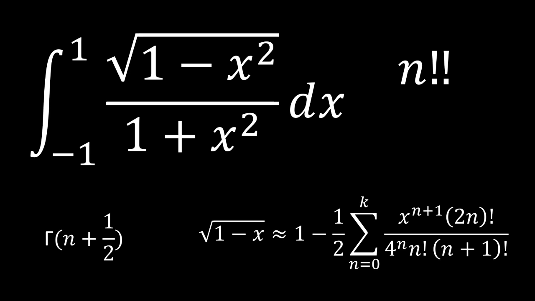Through a bunch of different methods, we're going to use the beta function, we're going to use infinite series, we're going to use Taylor series for square root of 1 minus x, and we're going to use the gamma function. So all of that's going to be really cool. So we're going to start out with the normal method, and then we're going to dive into the wacky, super long, incredibly fun methods. So without any further ado, let's jump right into the video.